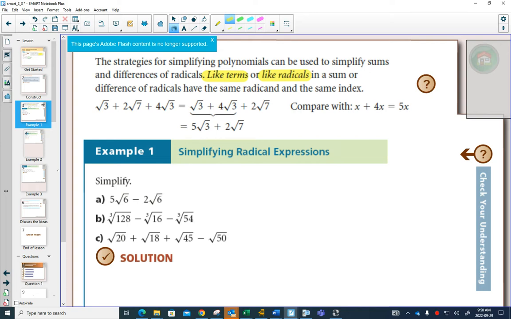So in this example right here, this root 3 and this 4 root 3 can be added together to make 5 root 3s. But you can't combine it with the 2 root 7s.